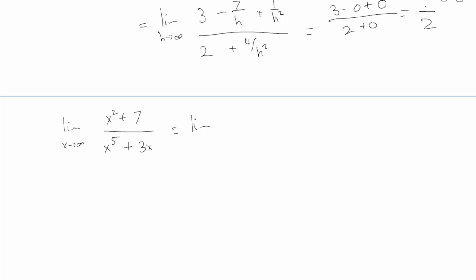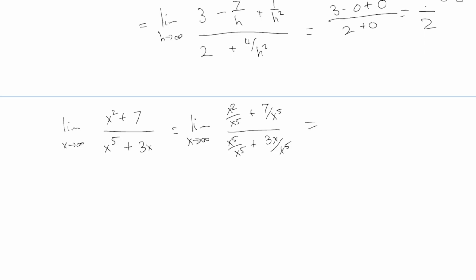We get x squared over x to the 5 plus, sorry, 7, not x to the 7, just 7 over x to the 5, divided by x to the 5 over x to the 5 plus 3x over x to the 5. Simplify each of those guys. I hope you remember in one of these little fractions with powers of x's, basically what you want to do is subtract the exponents.